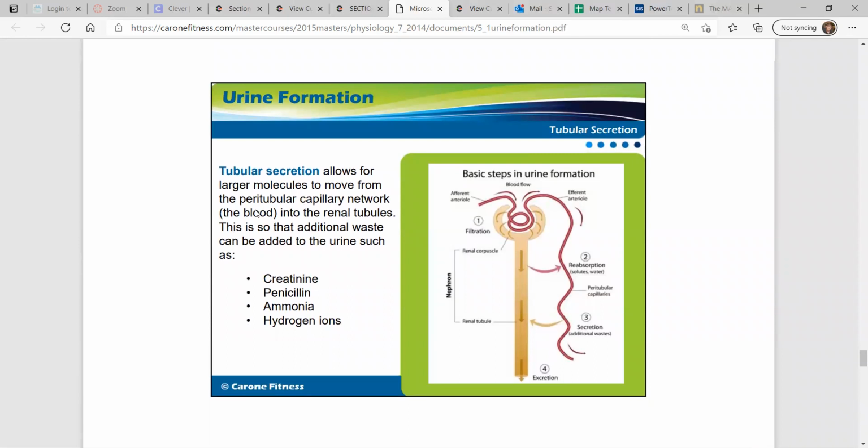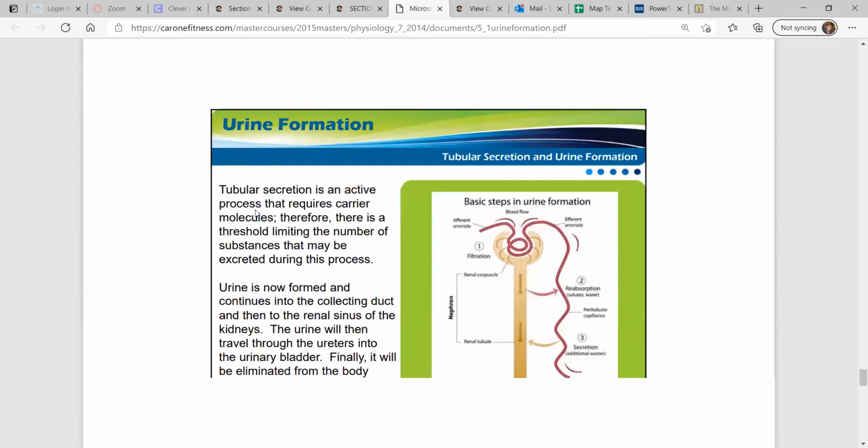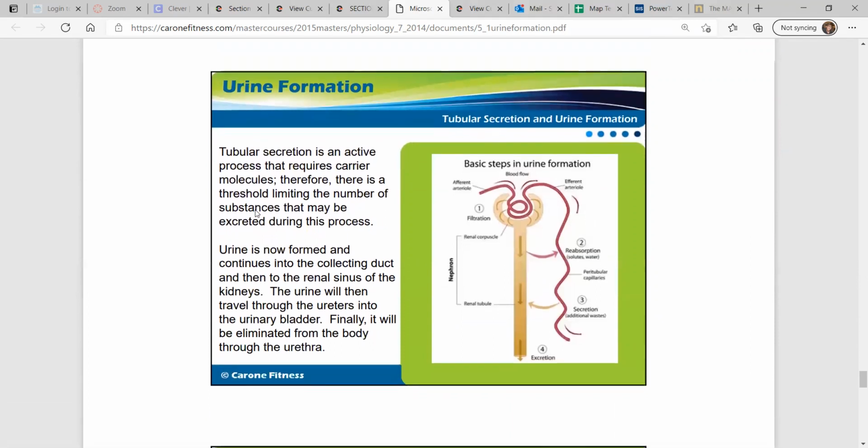Tubular secretion allows for larger molecules to move from the peritubular capillary networks, the blood, into the renal tubules. This is so that additional waste can be added to the urine, such as creatinine and penicillin, ammonia, and hydrogen ions. Tubular secretion is an active process that requires carrier molecules. Therefore, there is a threshold limiting the number of substances that may be excreted during this process.